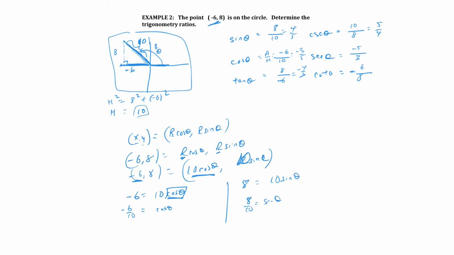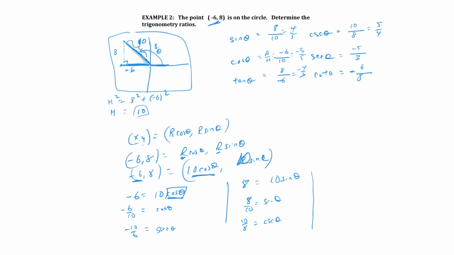And once we have cos and sine, we can actually figure out the reciprocals in this case. The reciprocal is cosecant theta, which is 10 over 8. You can reduce the fraction later on. The reciprocal of cosine is going to be secant theta, which is negative 10 over 6.